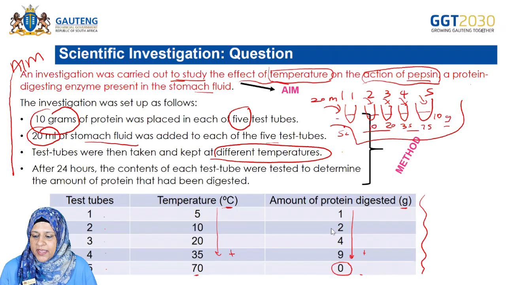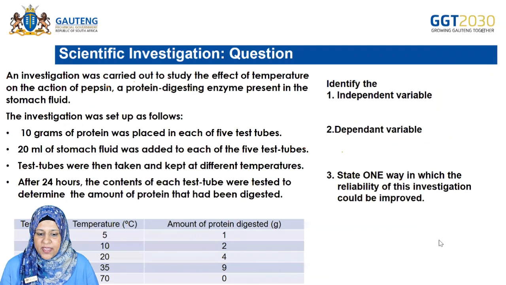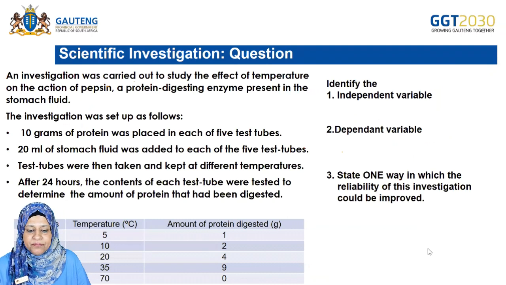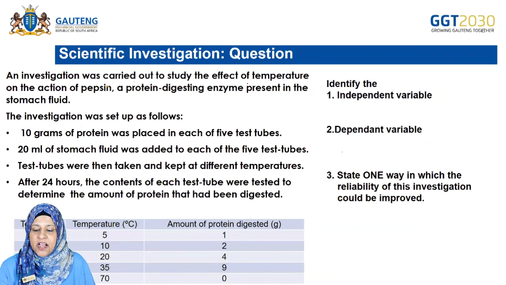Right, that was our aim of the investigation. This is telling us the method, how the investigation was conducted, and this is telling us our results. Okay, right, now let's look at this. The investigation was carried out to study the effect of temperature on the action of pepsin. There's my test tubes, my temperature, my amount of protein digested.